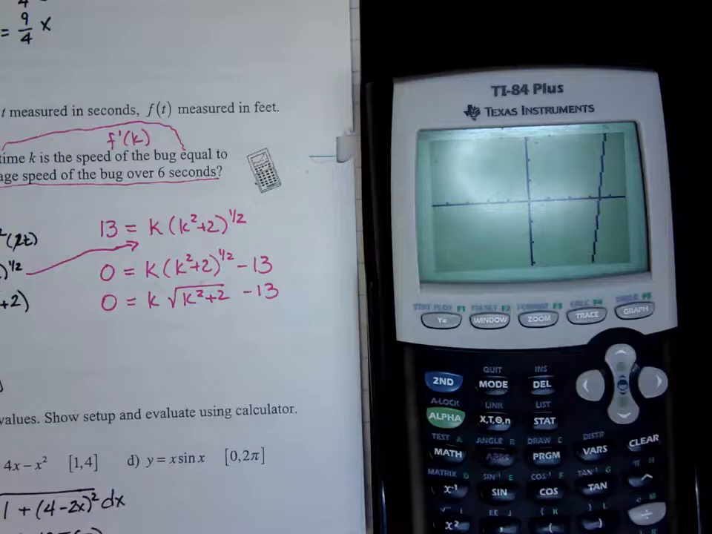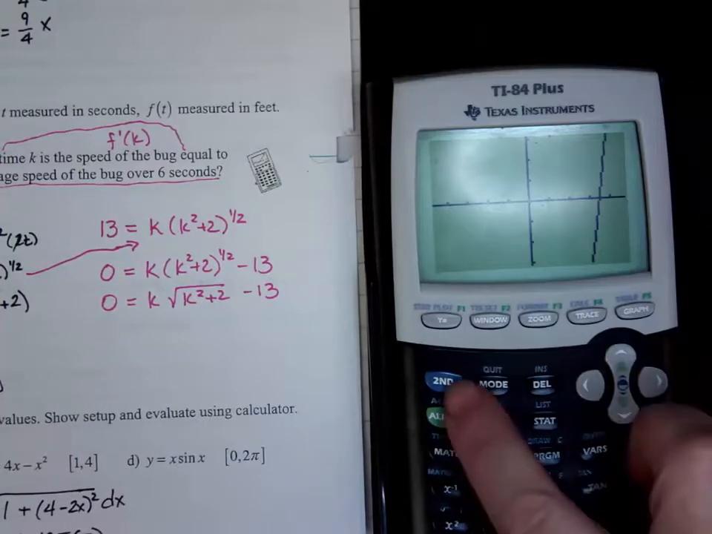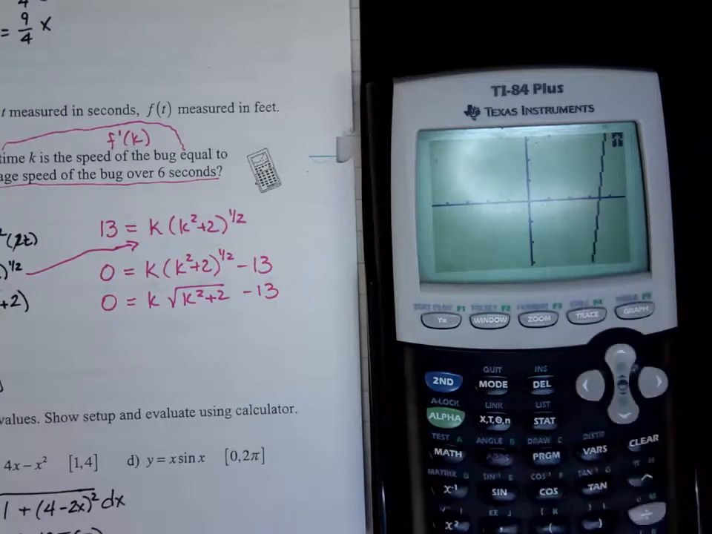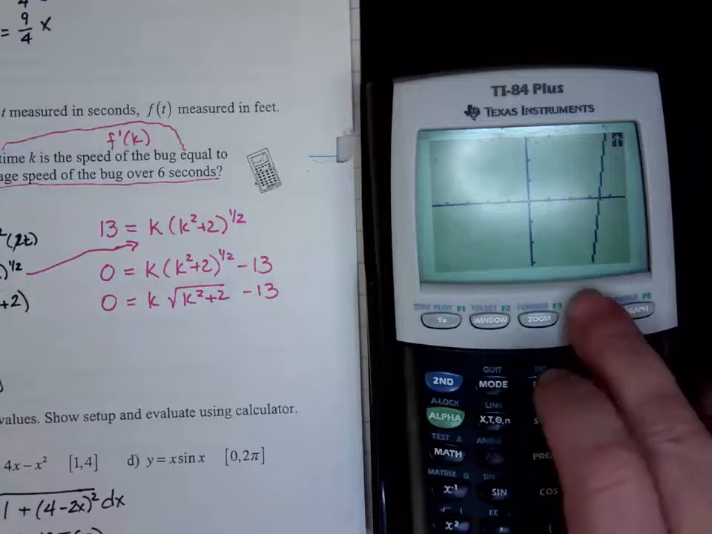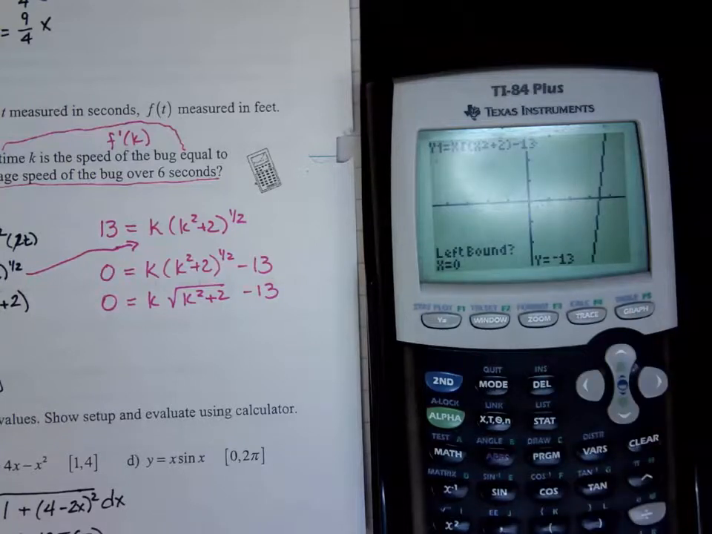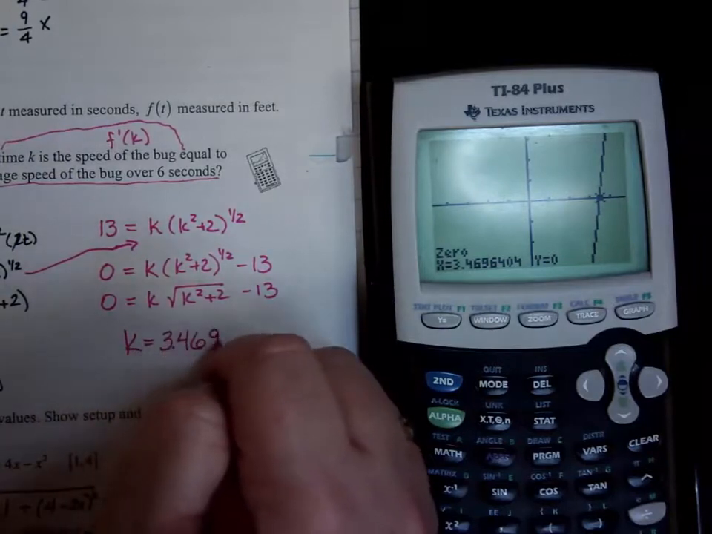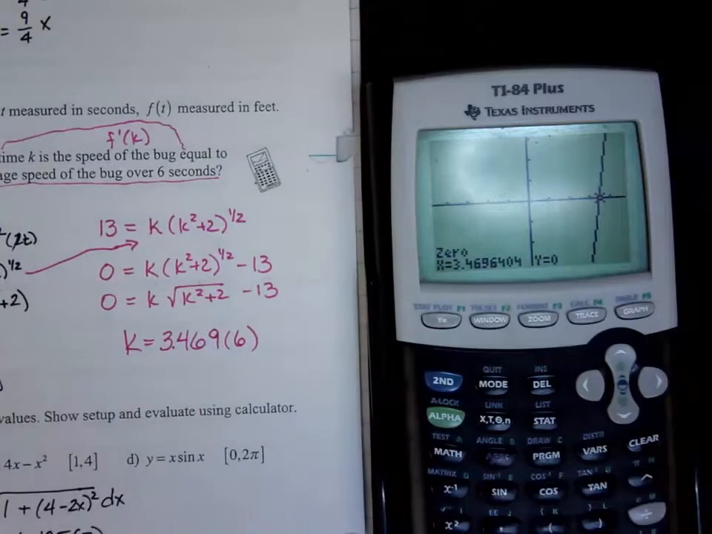So, do you remember what buttons to press to find the zeros? Second trace. Now, before you push trace, what two numbers is that crossing point between? 3 and 4. So second trace, zero. It's somewhere between 3 as a left bound and 4 as a right bound. Just press enter for the guess and it gives you the answer. K equals 3.469 and the next digit is 6, so you could do 3.470 if you wanted to.